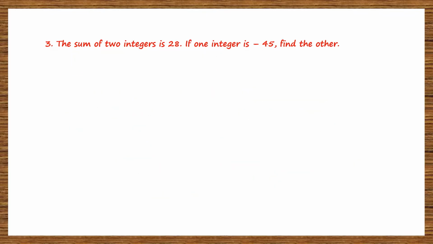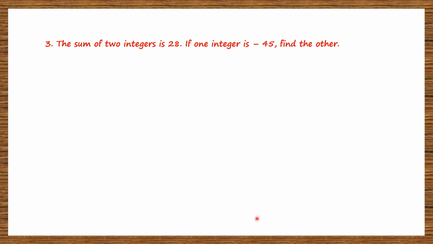Question 3. The sum of two integers is given to us. If one integer is minus 45, find the other integer. Now whenever we are talking about sum, we'll only get one value. So keep that in mind. When you're talking about difference, for integers, we found two values, isn't it, for the previous question. Now this is sum, we will find only one value.